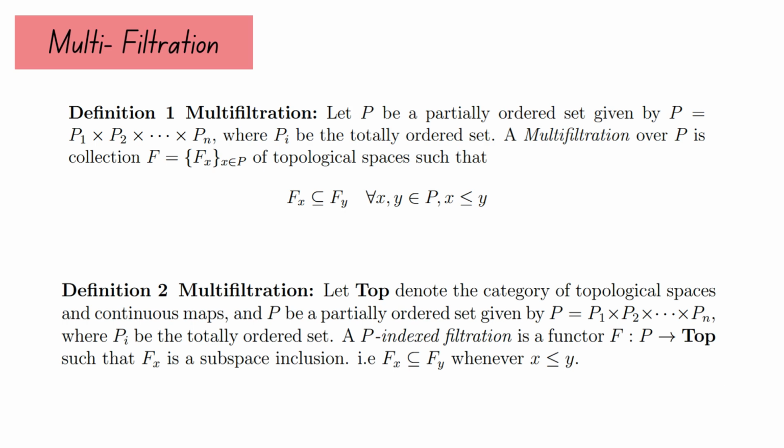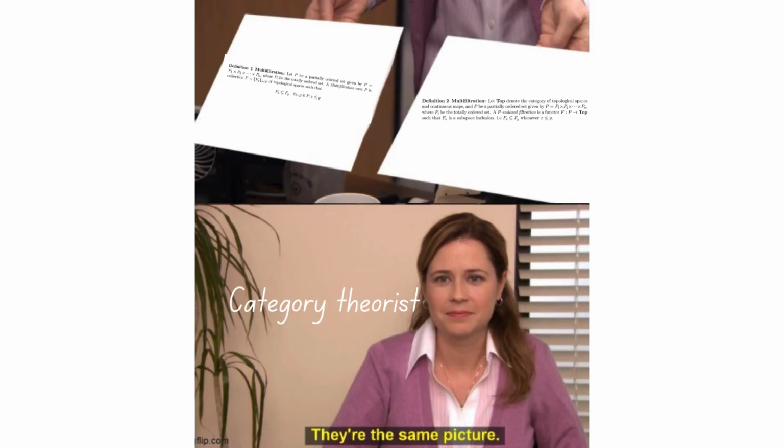So whenever we have a morphism in this category P, that is whenever x is less than or equal to y in P, this f would map this morphism x less than or equal to y to the inclusion map. That is, we would have an inclusion map between f of x and f of y. So these two definitions are the same. We are just using now a different framework, which is a categorical framework.